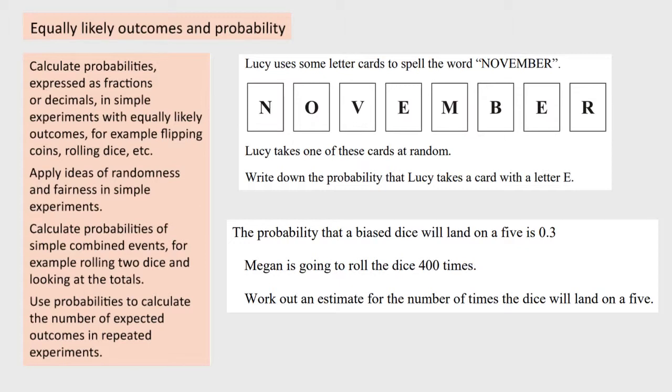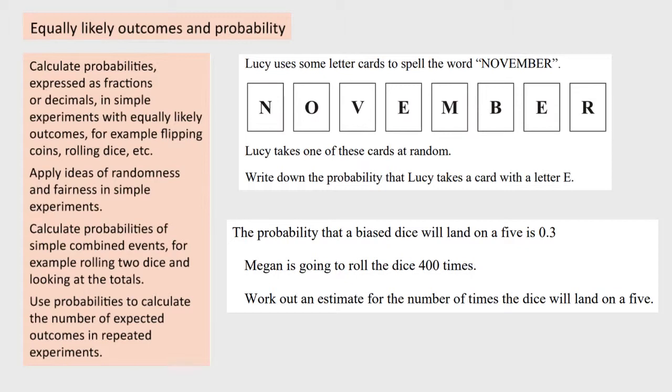You also want to understand fairness from the point of view of bias. So if an experiment takes place, do the results show that it was fair? So if you're rolling a dice and say 3 comes up more than any other number, then that dice might not be fair, and so we might refer to it as being called biased. You want to be able to calculate probabilities for simple combined events.